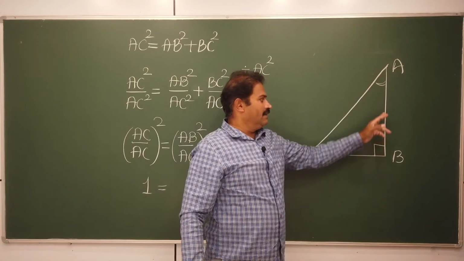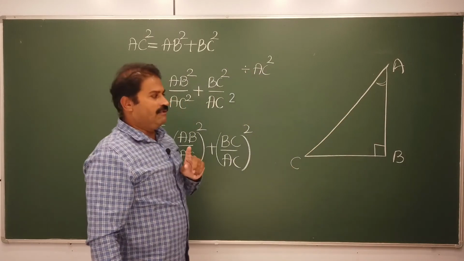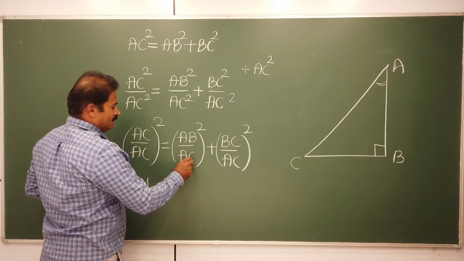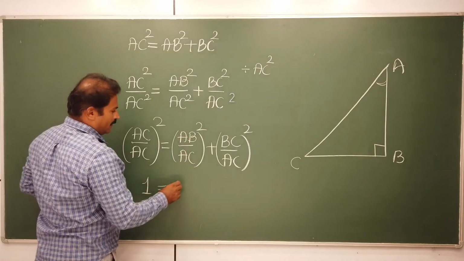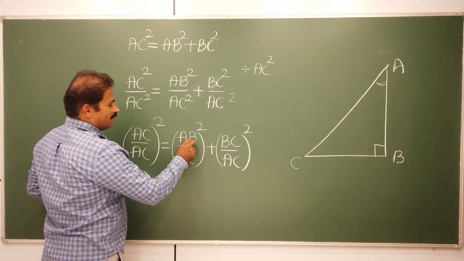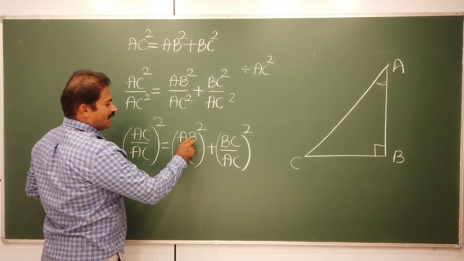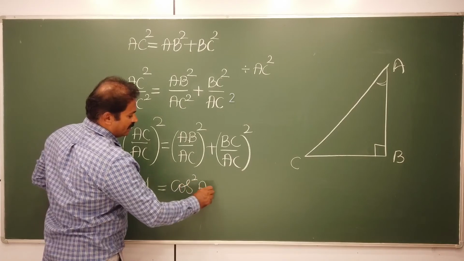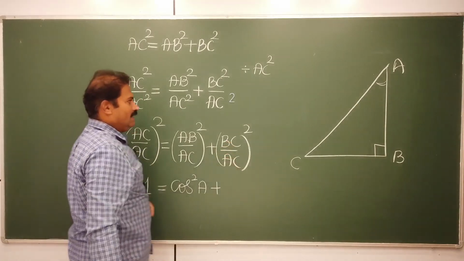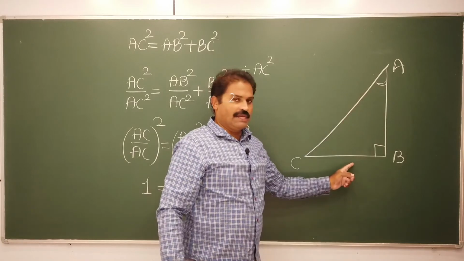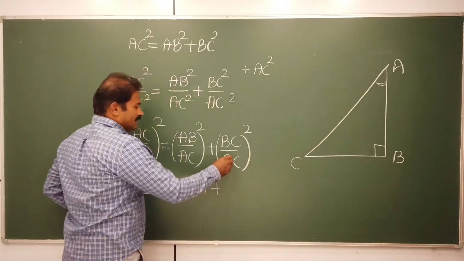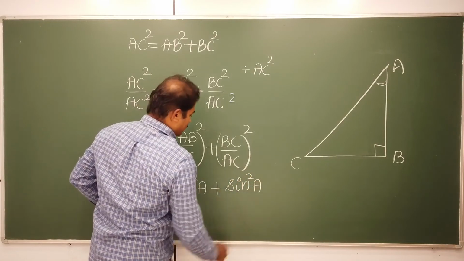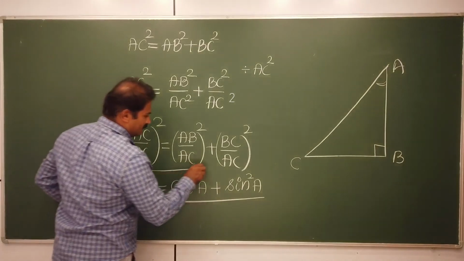AB is the adjacent side. Adjacent side by hypotenuse will give you cos. So this is a ratio with respect to angle A, which gives you cos, and this is a ratio of the sides which represents cos for angle A. So this can be written as cos square A plus, what is BC by AC? With respect to A, BC is the opposite side. So BC by AC is the sine ratio. So this is sine square A, and this is one of the most important identities.